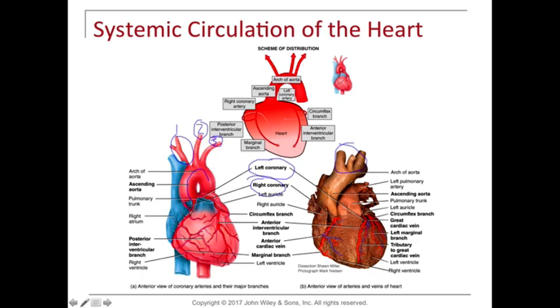The right coronary comes this way, and it's going to move and become the marginal. The left coronary comes right down. There's a fork in the road. One goes around to the back. That's called the circumflex branch or circumflex artery. And one goes right down in that interventricular groove and is called the anterior interventricular branch.